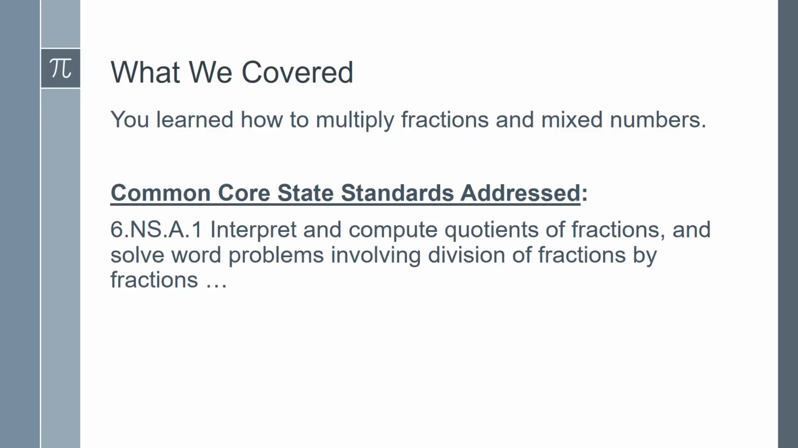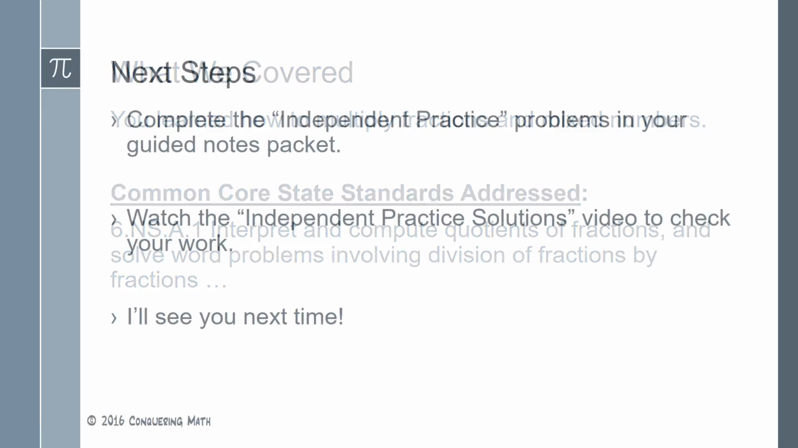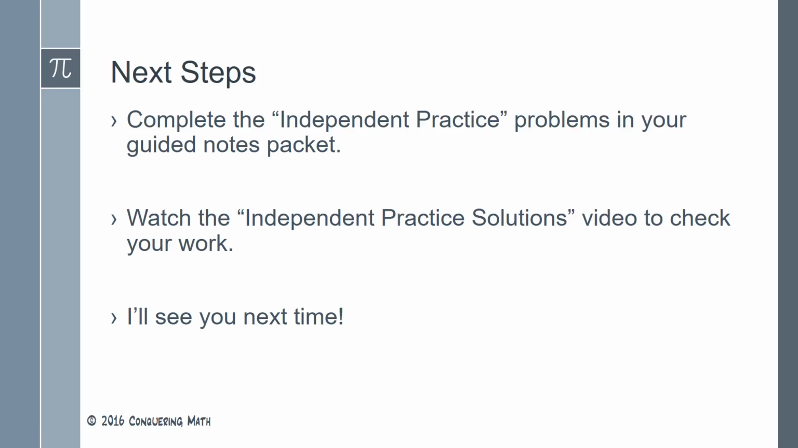Today you learned how to multiply fractions and mixed numbers. The Common Core State Standard today was 6.NS.A.1. Now that you are familiar with these techniques, complete the independent practice problems in your guided notes packet. Then watch the independent practice solutions video to check your work.